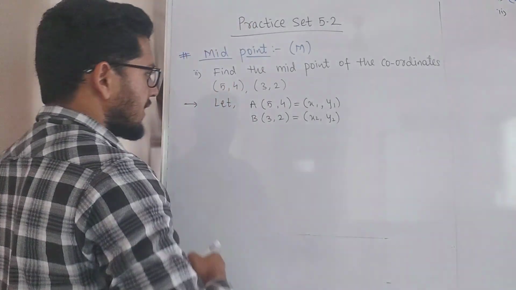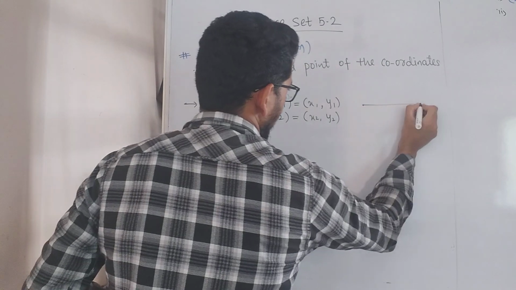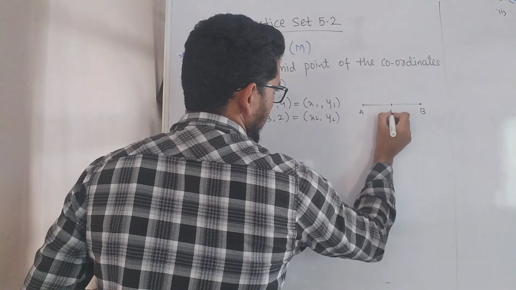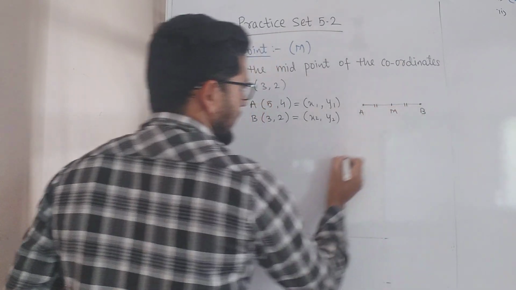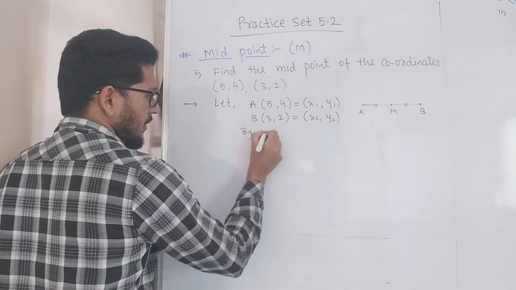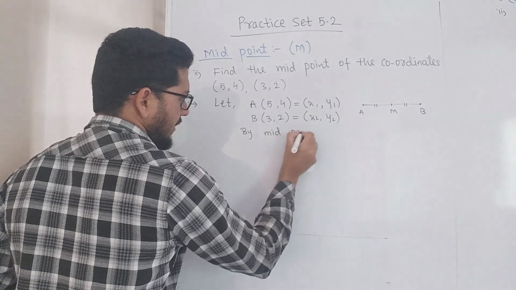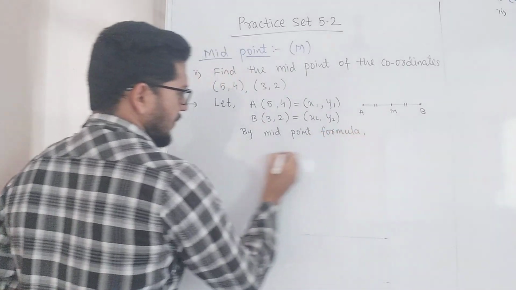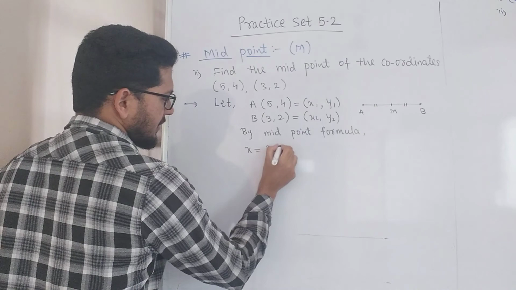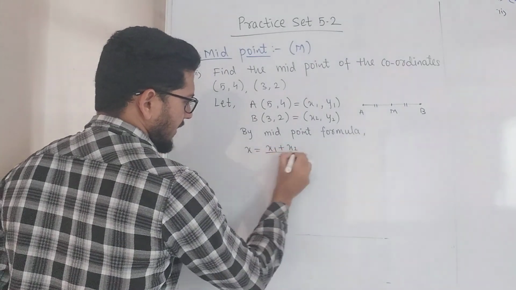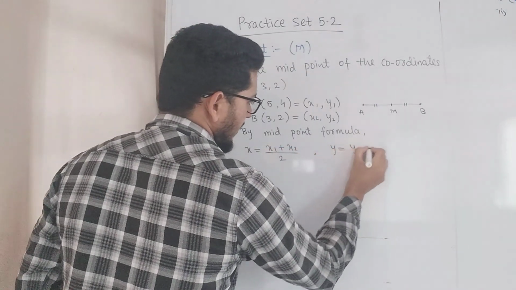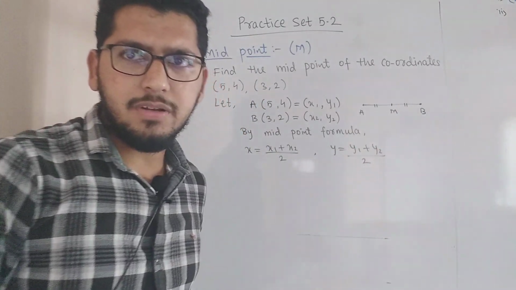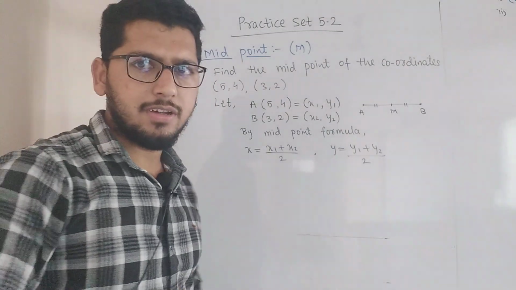Now how do we calculate the midpoint? Suppose we draw a diagram, this is the segment, here I am drawing, you can check, A and this is B, and we have to calculate the midpoint M. So how will we calculate? First we'll write the midpoint formula: x equal to x1 plus x2 upon 2, comma, y equal to y1 plus y2 upon 2.